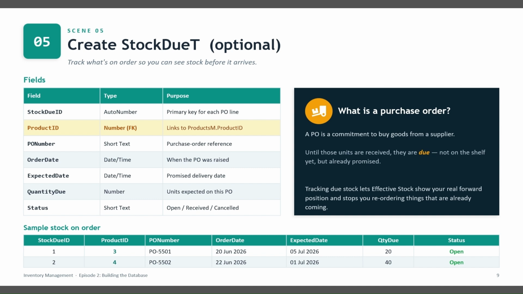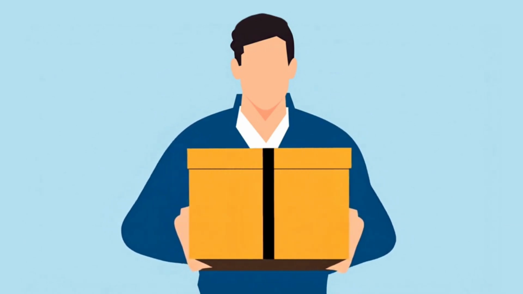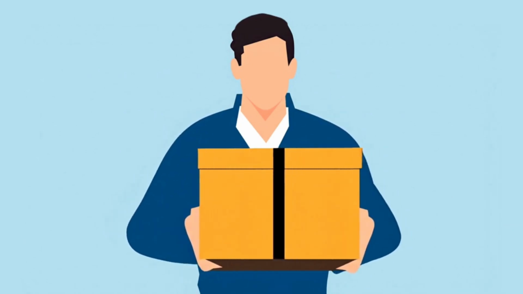So stock due is where we are going to track what's coming in. Have we given the PO, purchase order, to the supplier or not? So what's the quantity expected, what's the quantity received, etc. So we are going to cover that bit in this table.